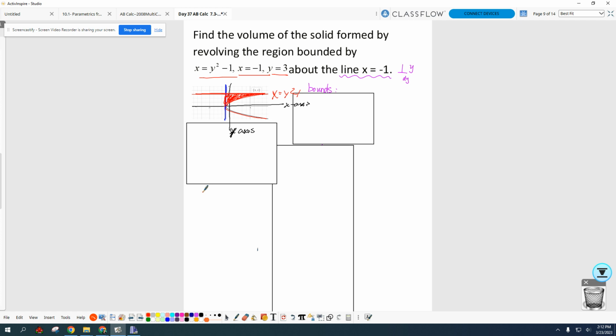Do you guys agree? They told me 3 lines: a horizontal top line, a vertical side line where we're spinning around, and then the curvy bit. All 3 touch and make that shape. Carson was asking if it would be y squared minus 1, but it's x, not y. And this is spinning around this line.